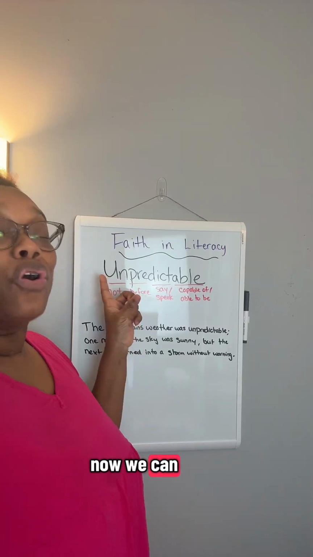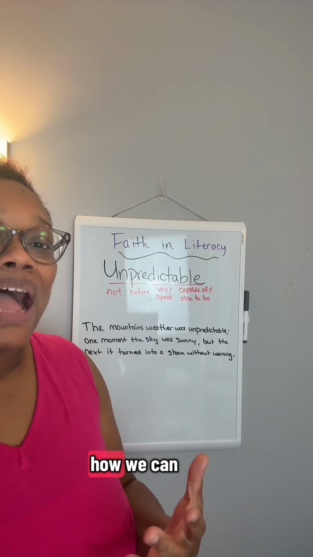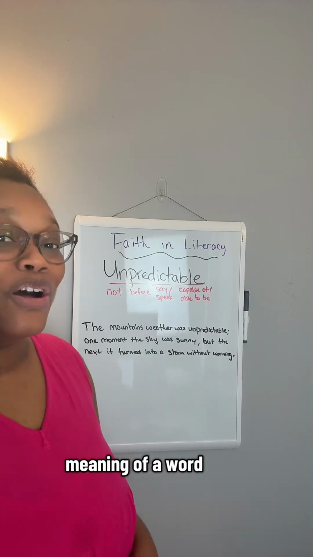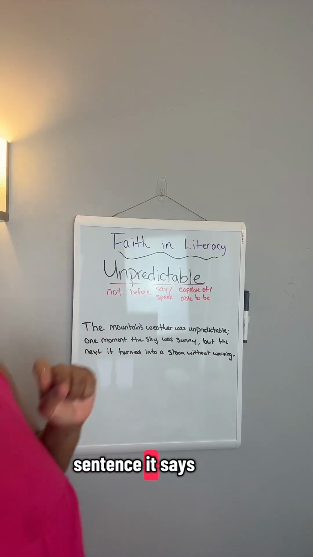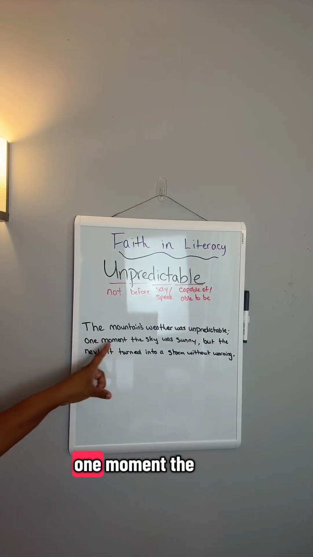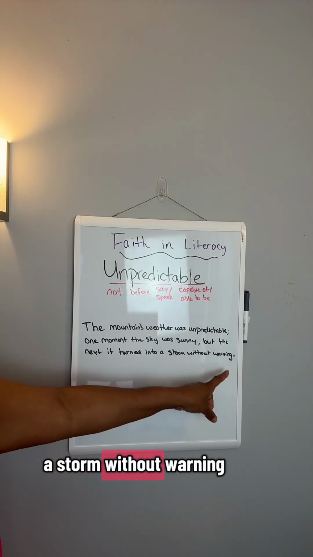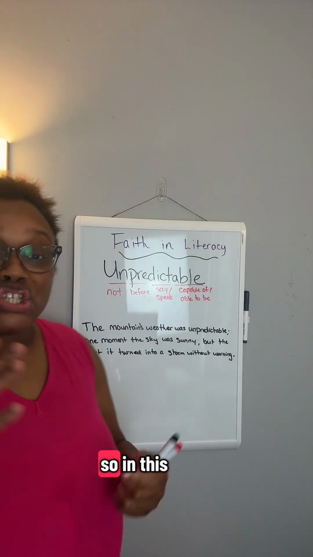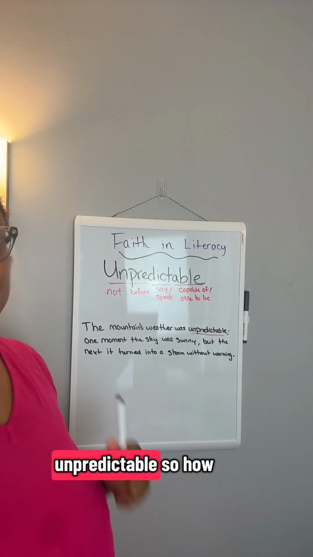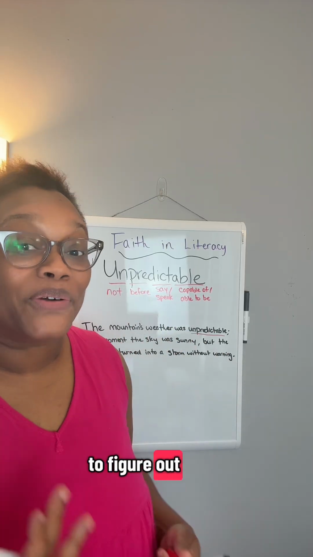Now, we can also take a look at this word in a sentence, and let's see how we can use context clues in order to figure out the meaning of a word. So in this sentence, it says, the mountain's weather was unpredictable. One moment the sky was sunny, but the next it turned into a storm without warning. So in this sentence, we have our word unpredictable. So how can your kids use the sentence to figure out its meaning?